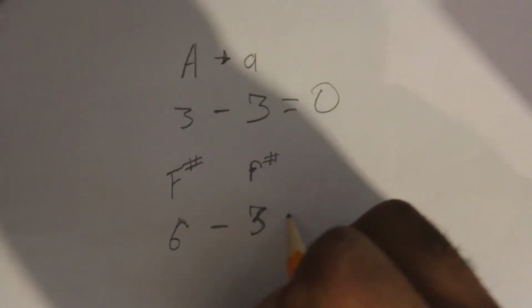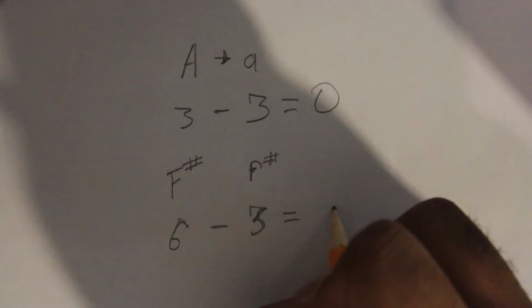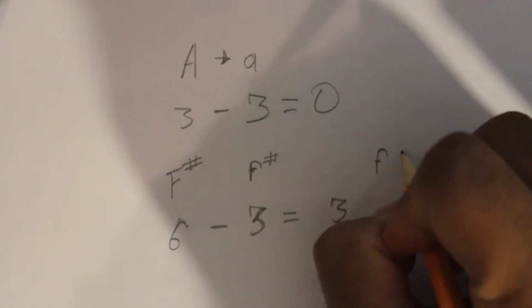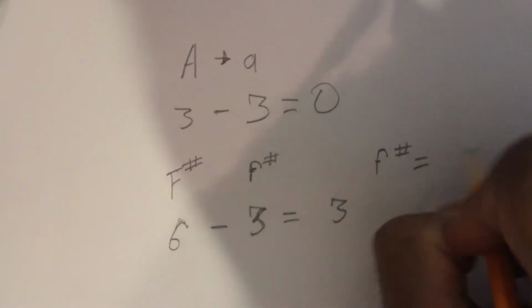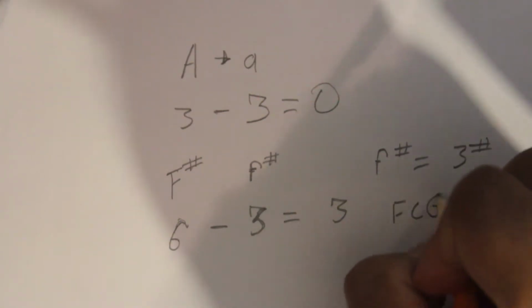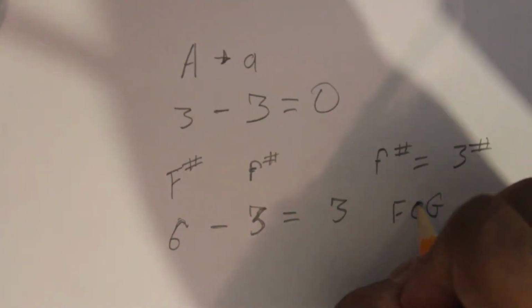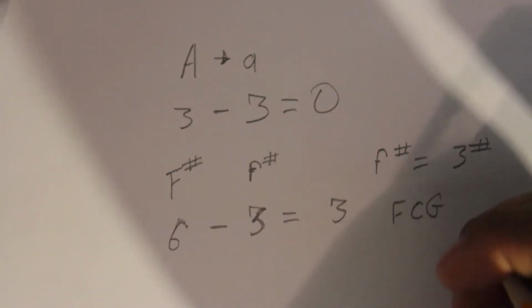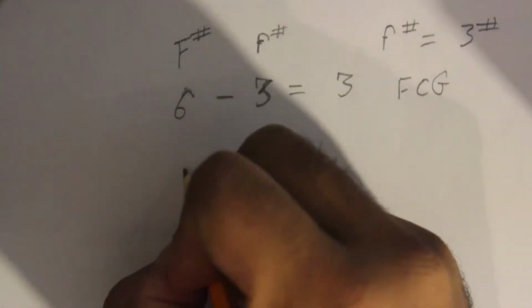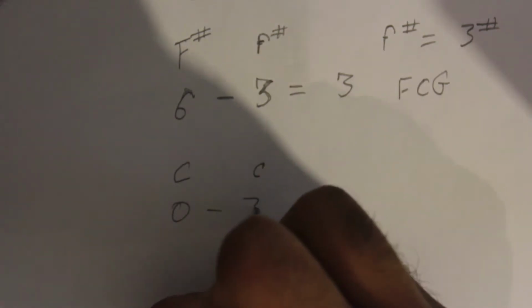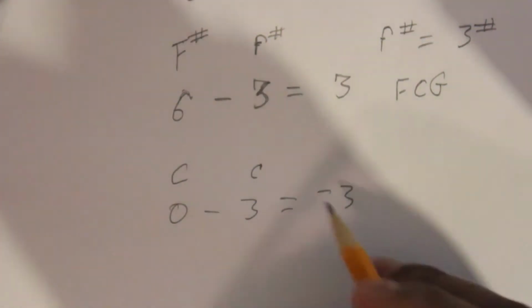Okay, subtract 3 equals 6 minus 3 is positive 3. So F sharp minor has 3 sharps, and that's F, C, and G. C minor does not have 3 sharps, okay? C minor has 3 flats. How you could tell? C to C minor, 0 minus 3 equals -3. So don't let that confuse you.